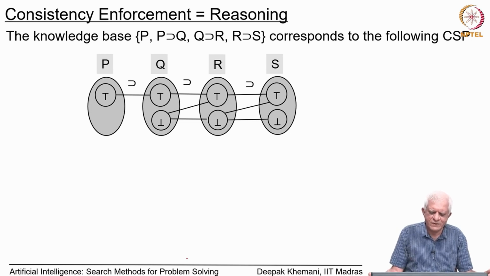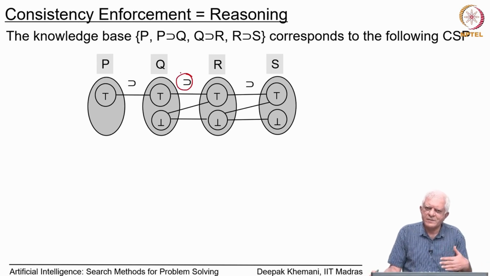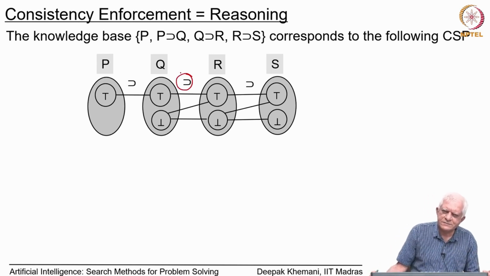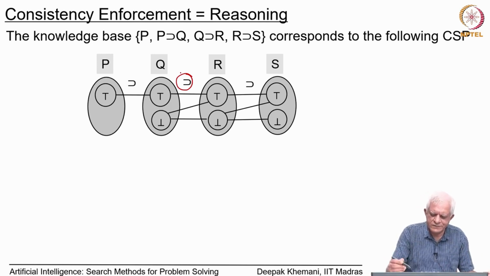The knowledge base given to you is that P is true, P implies Q is true, Q implies R is true, and R implies S is true. Now, we have already seen that the implication relation is captured by the truth table. So, as seen here, there are 3 edges going from Q to R, and you will remember that there are 3 rows in the truth table of implication.